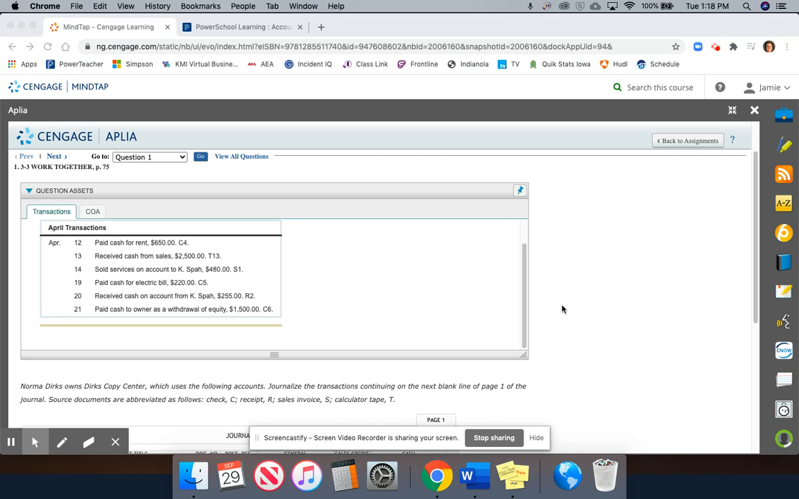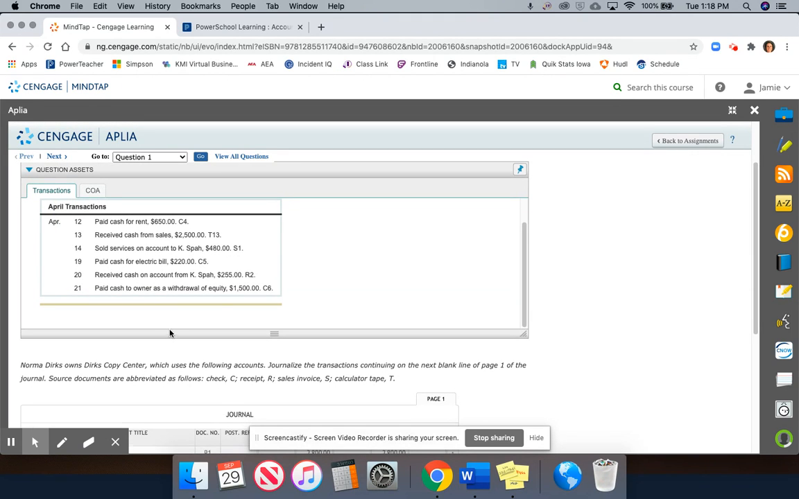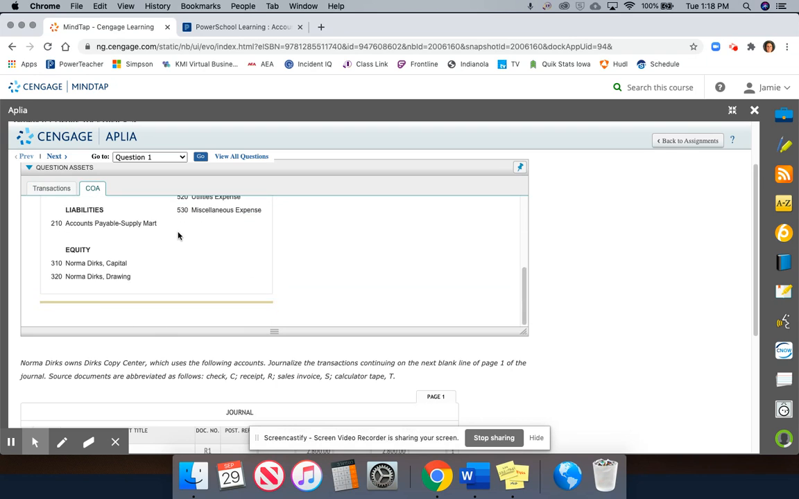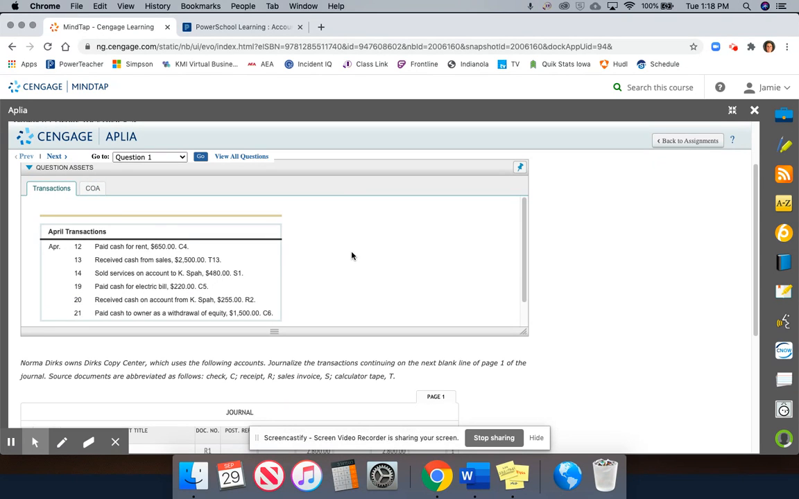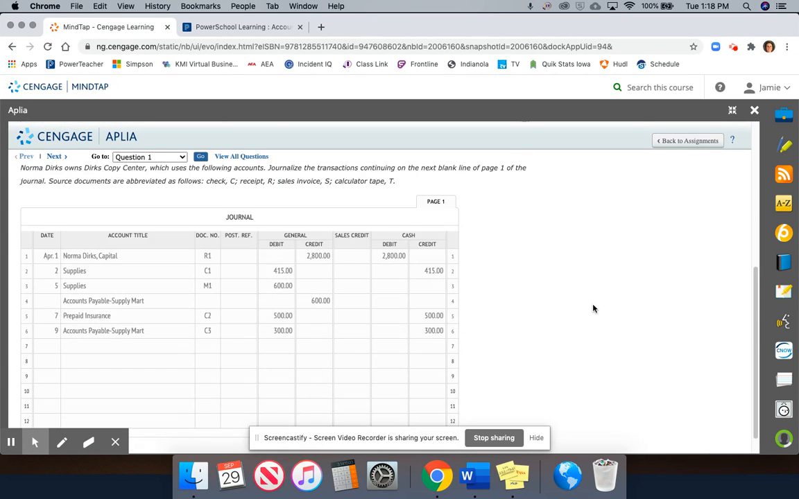For section 3-3 Work Together, we are going to be doing 6 different transactions using the same company and the same chart of accounts as we did for 3-1 and 3-2. So you'll notice our transactions are still there from 3-1 and 3-2, and we'll just be working our way down the journal chronologically.